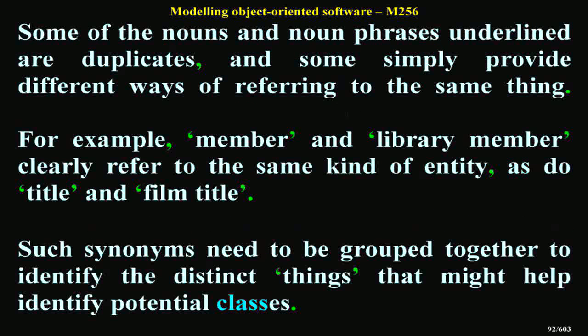Some of the nouns and noun phrases underlined are duplicates, and some simply provide different ways of referring to the same thing. For example, member and library member clearly refer to the same kind of entity, as do title and film title. Such synonyms need to be grouped together to identify the distinct things that might help identify potential classes.